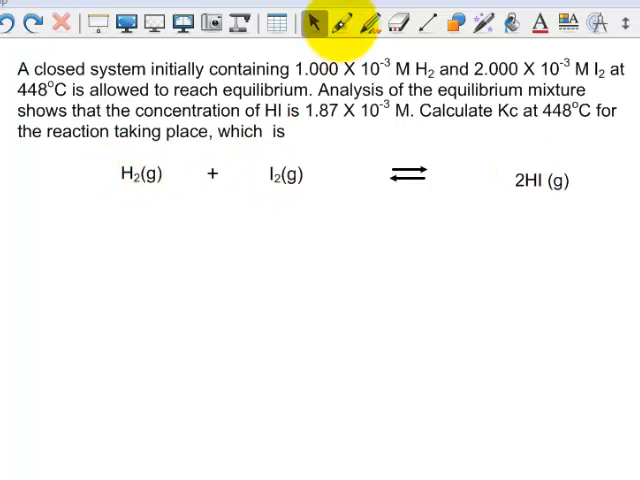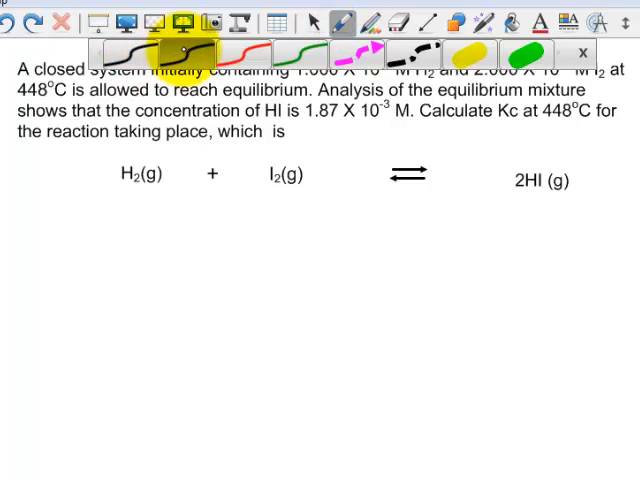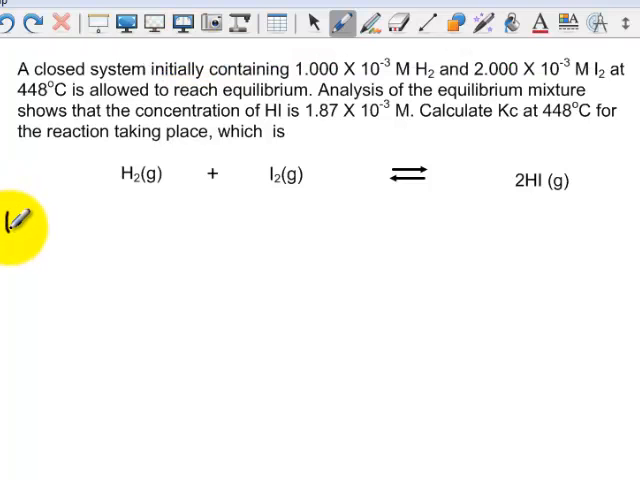Now, in order to try to analyze this problem, we are going to introduce a technique that we are going to use for the next 3 chapters. This is called an icebox. I-C-E. This is going to let us organize the information that we have been given. I stands for initial, C stands for change, E stands for equilibrium.